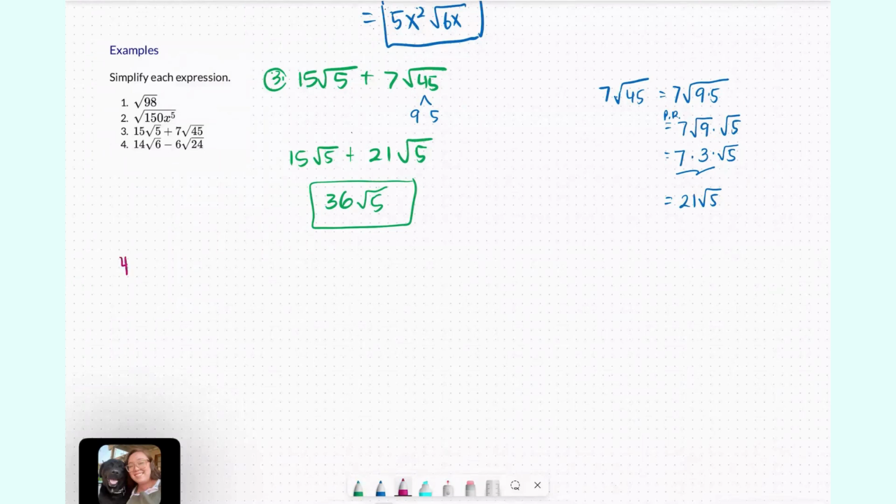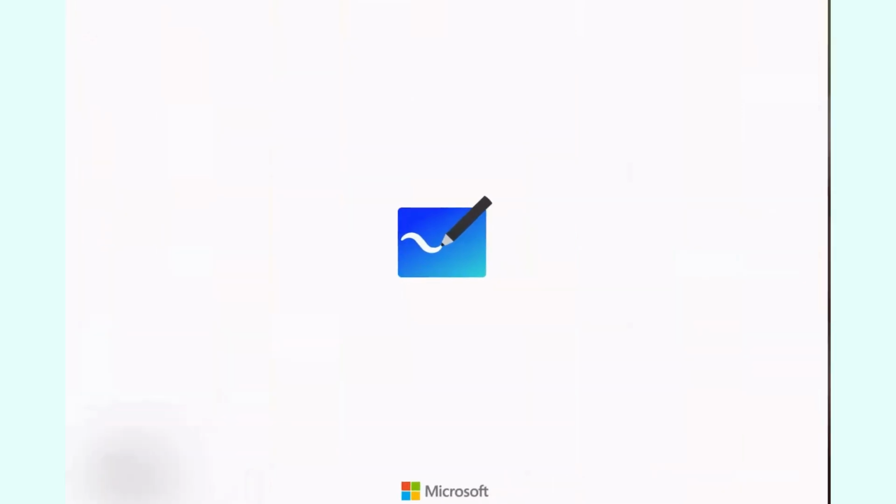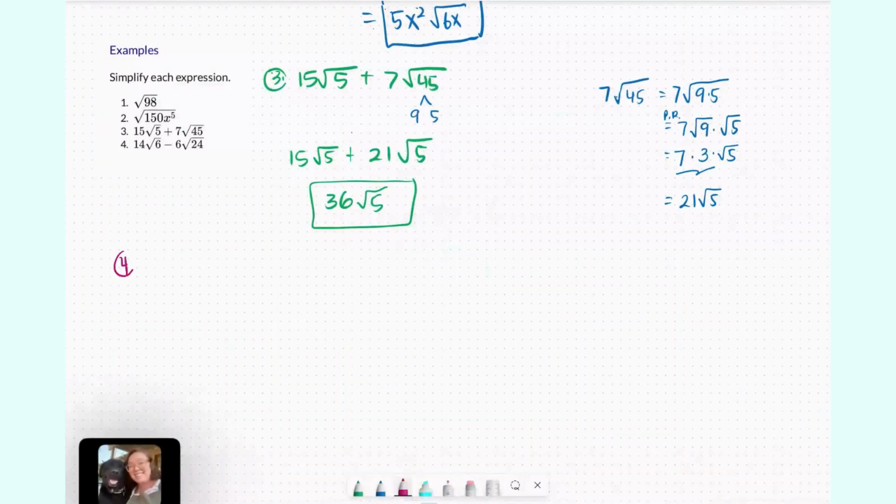All right, last but not least, let's do number 4. Not sure what happened there. Number 4, 14 root 6 minus 6 root 24. Now this is going to be similar to what we did in the previous question, right? My question is, what can be simplified? What can be cleaned up?